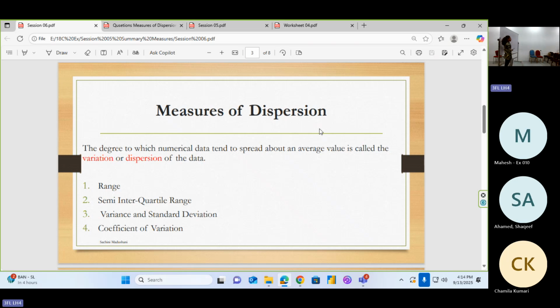Here we consider only the maximum and the minimum points. We do not consider the other remaining observation values. Using two values, we calculate the measure of dispersion, the variation of the data set. This is the disadvantage of this measurement.